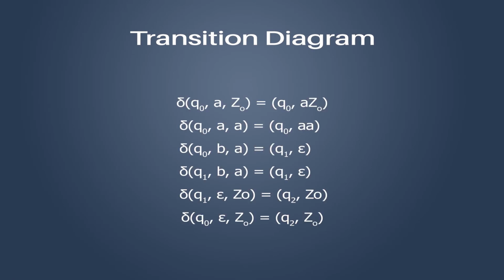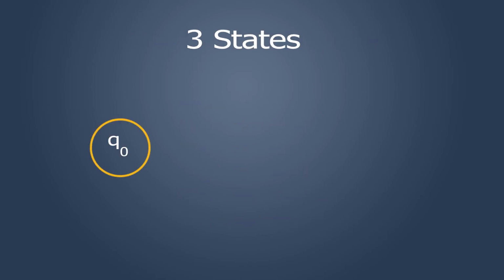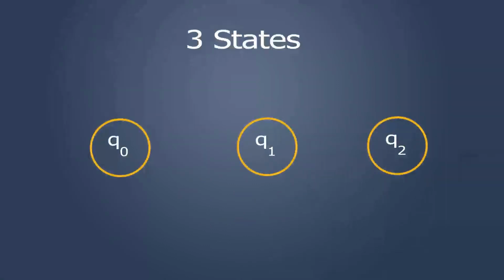Let's proceed ahead and learn how to write the transition diagram. Let me have all the transition functions here. We have three states in the transition function, that is Q0, Q1 and Q2. Which is my start state? Start state happens to be Q0. But how do we indicate Q0 to be the start state? We should have an incoming arrow to Q0 like this.